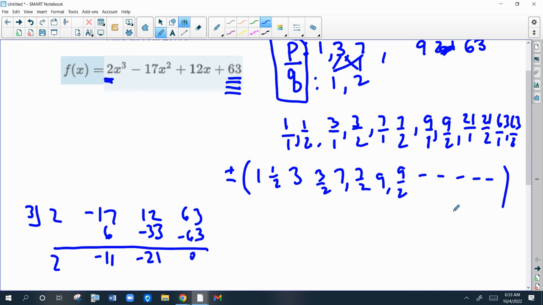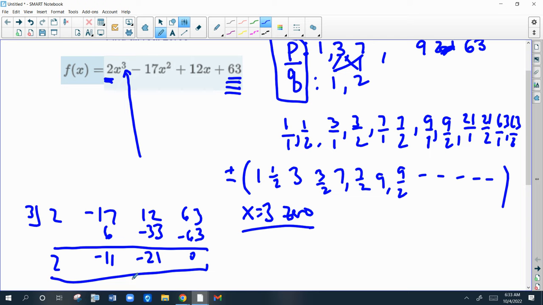That's good because we started with a cubic, a third degree. That means this would be a quadratic. So I can deal with quadratics. I don't have to keep testing and getting zeros because I found that x equals 3 is a zero. But the other zeros will come from this quadratic function down here, which is 2x squared minus 11x minus 21. So I'm done with synthetic division.